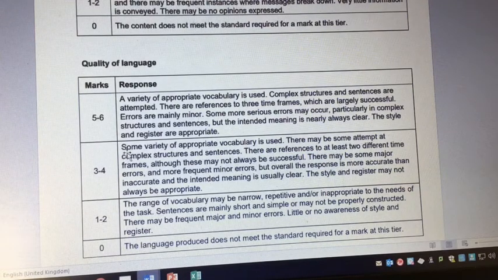As you drop down a band, you can see there's only some variety. There is some attempt at complex sentences, whereas in the top band there is a greater expectation of that. There are some major errors, but overall the response is more accurate than inaccurate, and the intended meaning is usually clear. That means I might not be able to understand exactly what you're getting at on a couple of occasions, but mostly I know what it is that you are doing. So please take time to have a look through this. It's important before you start.